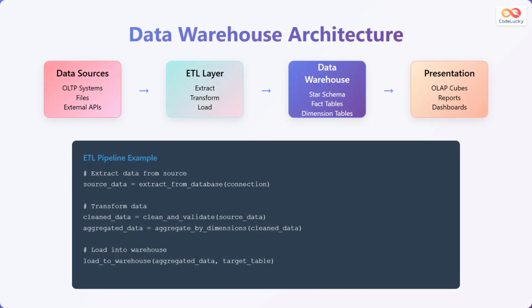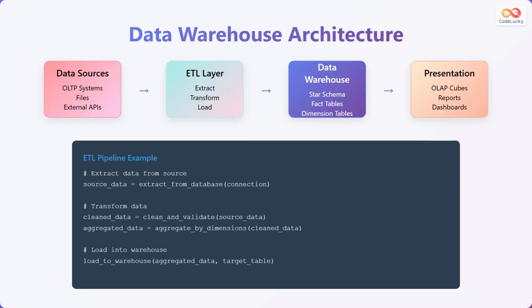Here's a typical data warehouse architecture. At the beginning, you have data sources which include online transaction processing systems, simple files, and external application programming interfaces. The data from these sources is then passed through an extract, transform, load layer or ETL. In this layer, data is extracted from various sources, transformed into a consistent format, and loaded into the data warehouse.